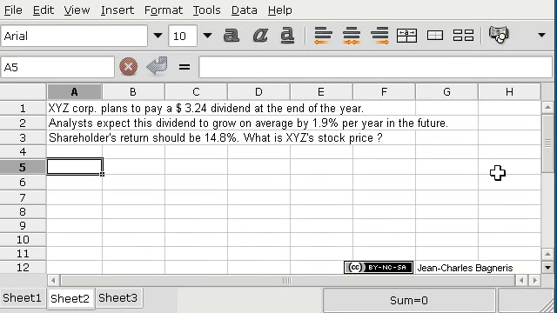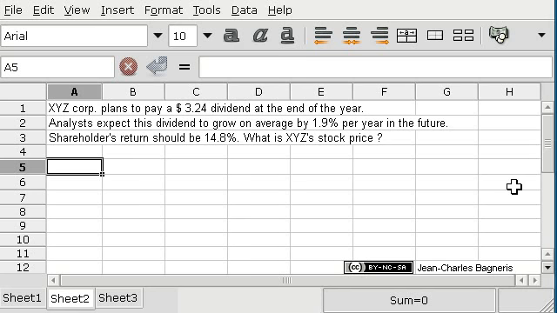So let's look at this new example. The XYZ Corporation plans to pay a 3.24 dividend at the end of the year. The analysts, they expect this dividend to grow on average by 1.9% per year in the future. The shareholders' return should be 14.8%. So what is XYZ stock price?